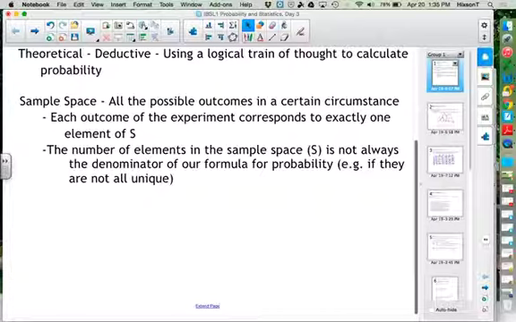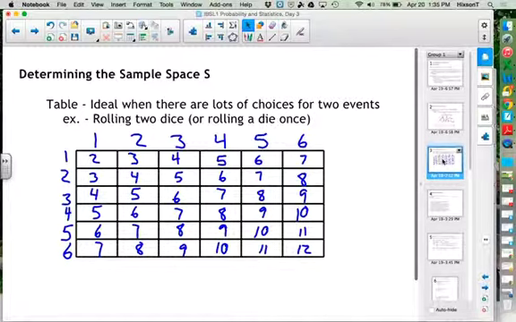Anyways, I want to move forward here and do a couple of examples. One other way that we can determine a sample space, that's particularly helpful when you have a number of choices for 2 variables or 2 events, is making a table. The most common of these is rolling 2 dice. You roll 2 dice, you're going to get a 1 through 6 on the one and a 1 through 6 on the other. If you're adding them up, if you've ever played a board game, you've rolled 2 dice before. You're going to get a 2 or a 3 or 4 or 5 or a 6 or 7 or 8, 9, 10, 11 or 12.